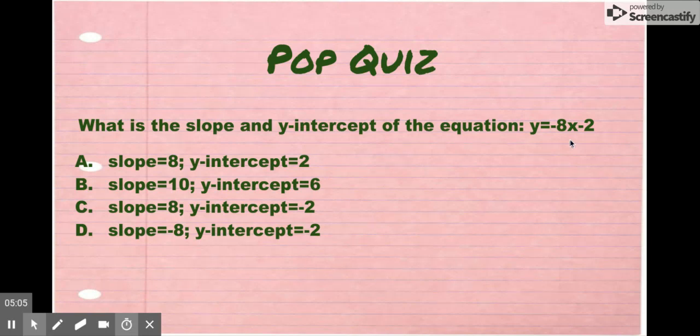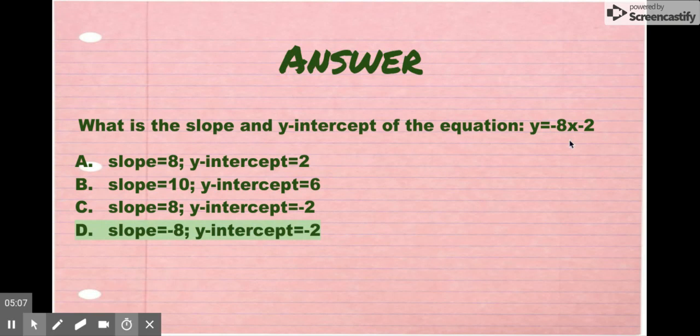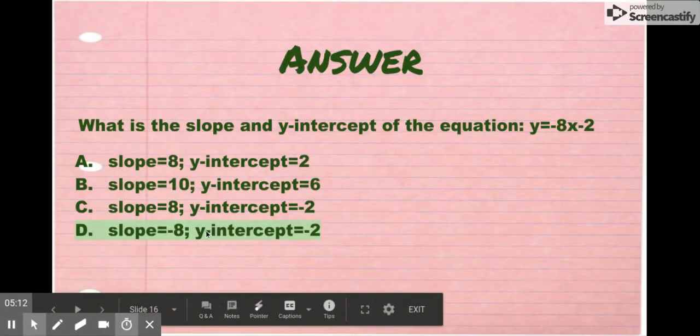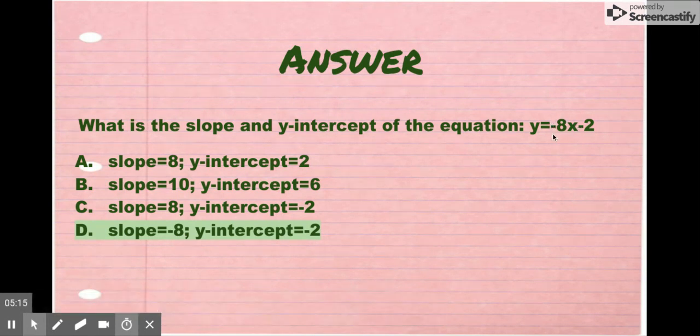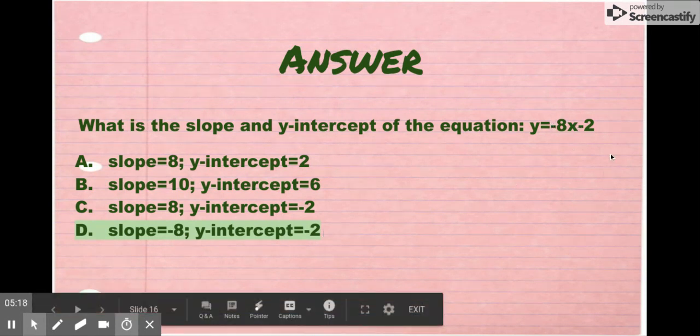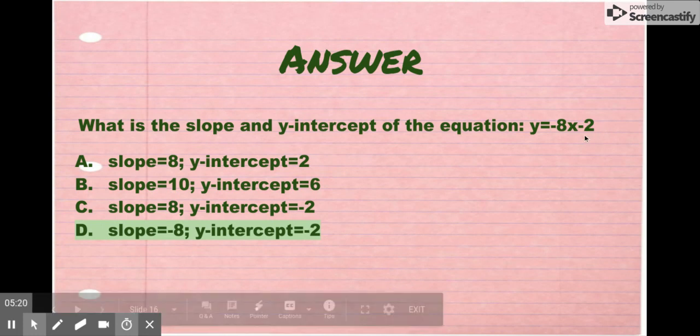Your answer should be D. The slope is negative 8 and your y-intercept is negative 2. The slope is negative 8 because negative 8 is what's being multiplied with x, and your y-intercept is negative 2 because that is your constant right here.